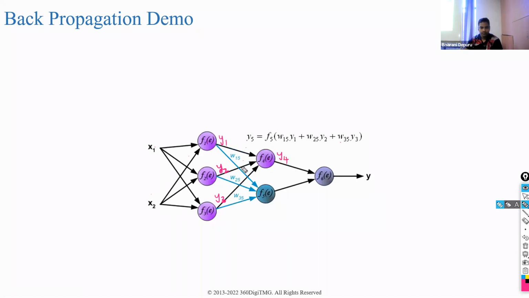Once again, do this. Take this weight into this, plus this weight into this, plus this weight into this. And that would give you your integration value. Pass on that integration into the activation function, and then you get the final output, y5.